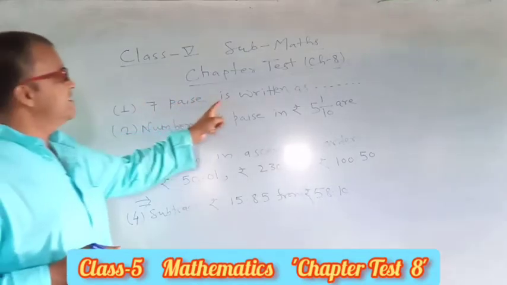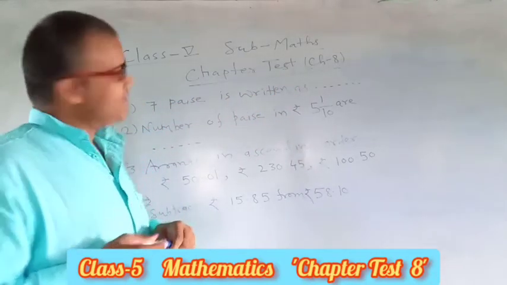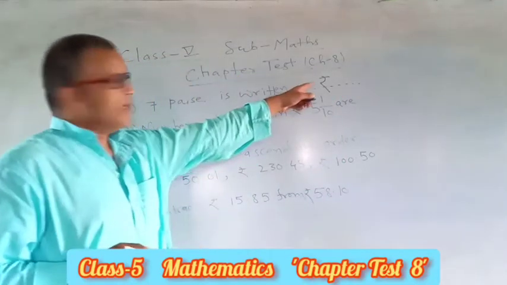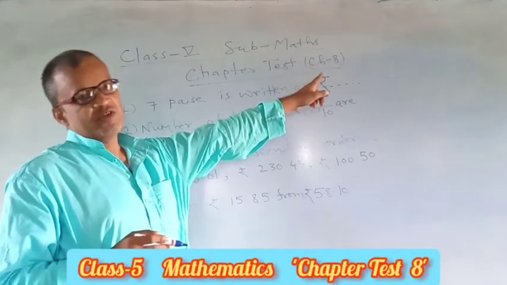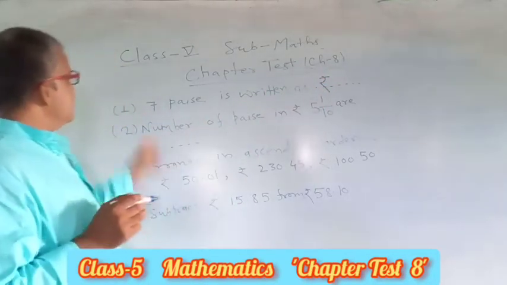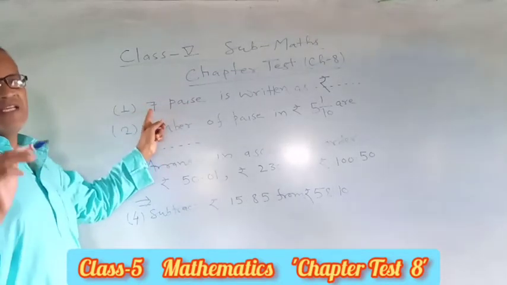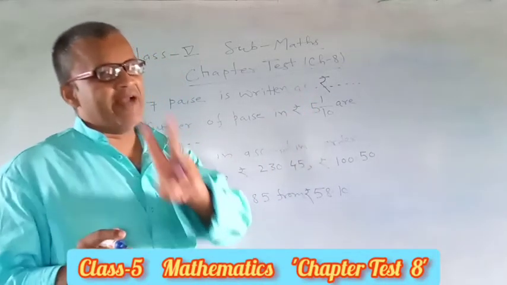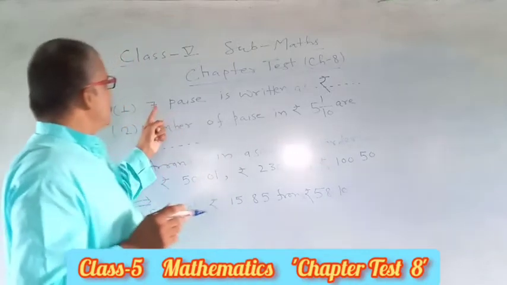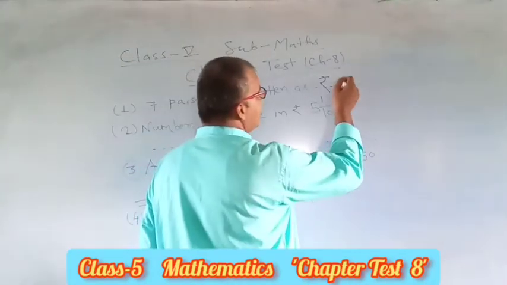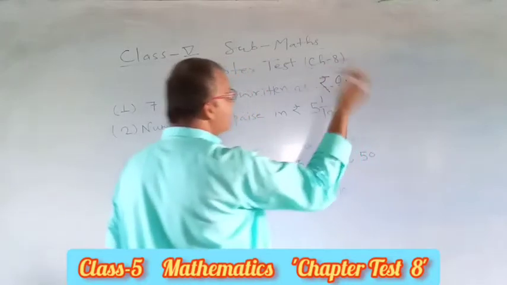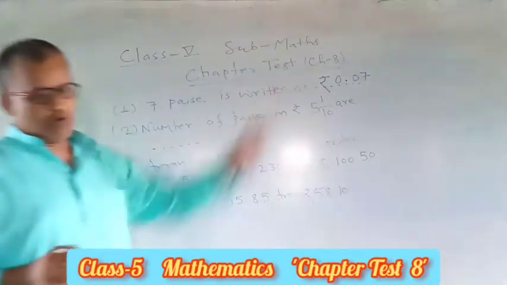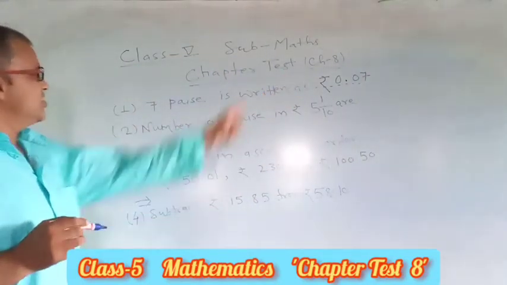7 paise is written as... You know, at first we should write rupees. This is the international symbol of rupees. Now you know 7 paise is in one digit, and you should write rupees with 2 digits after the point. Because here there is no rupee, before the point will be 0 and after the point you will write 2 digits like this, 0.07. This is your answer.